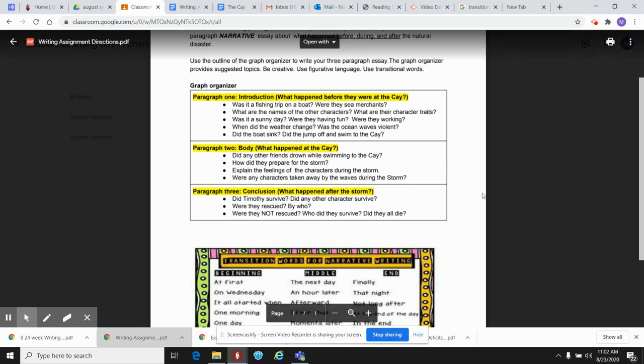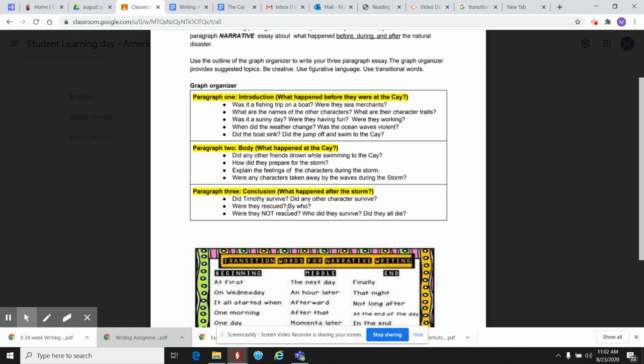Okay. Now, paragraph 3 is your conclusion. What happened after the storm? Did Timothy survive? Did any other character survive? Were they rescued? By who? Were they not rescued? How did they survive? Did they all die? So these are topics I'm giving you that you can add to each paragraph.